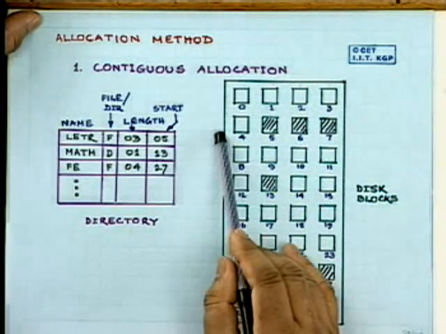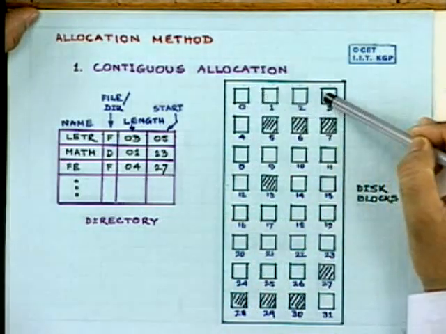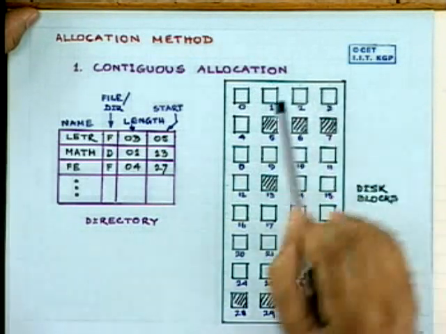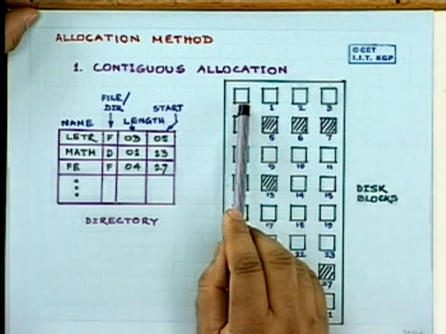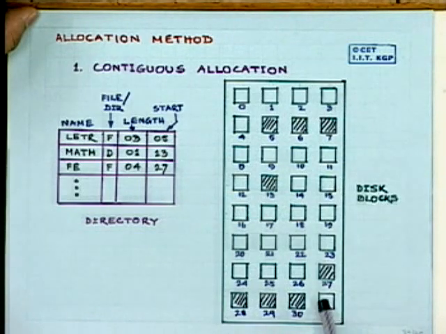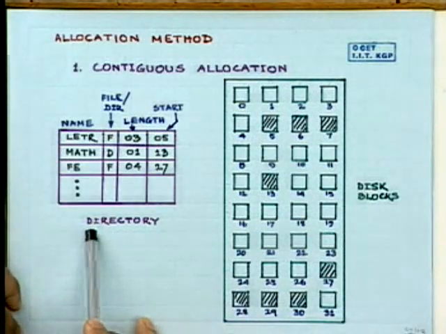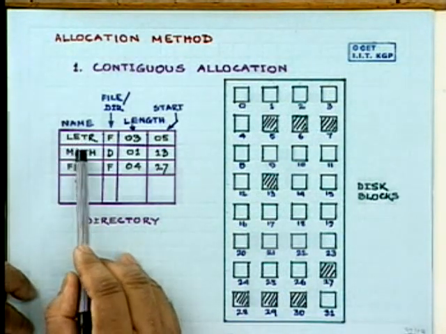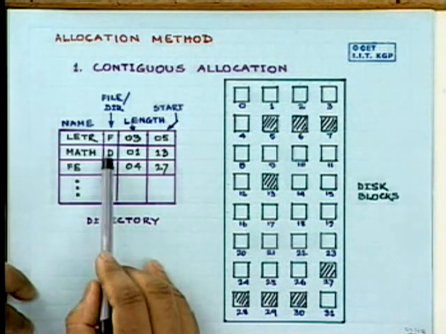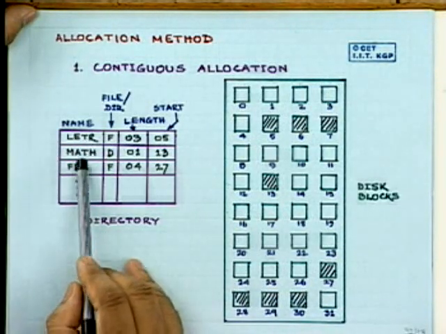For example, let us see in this slide that this is the entire disk surface shown. Here are the physical blocks, say we have numbered them as 0, 1, 2, 3. Assume that this disk space is small. We have only 32 physical blocks. And say we have a directory of files or subdirectories. Say this is the directory. It consists of 3 entries, as has been shown.